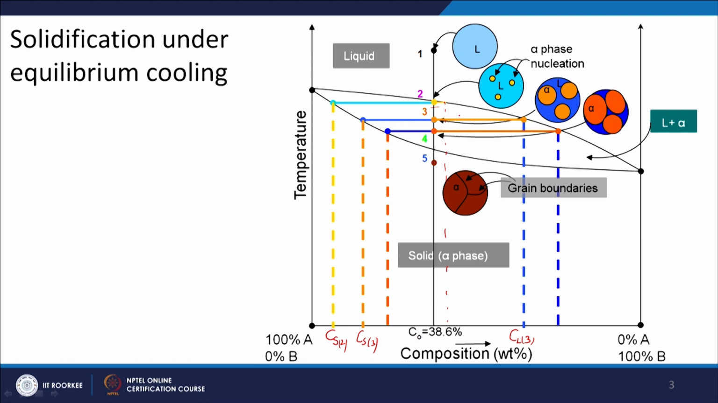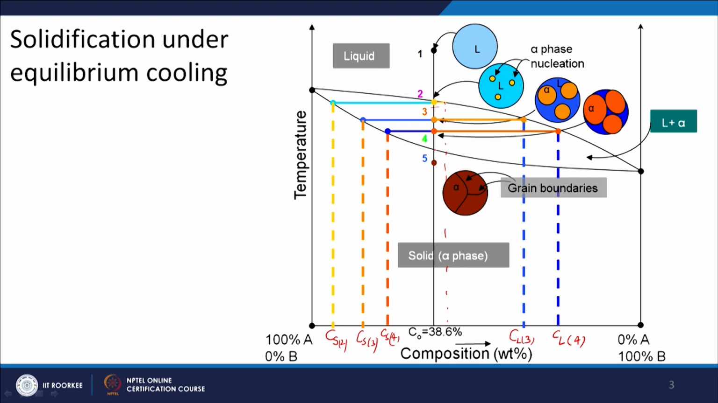and this arm length divided by the total will give me the fraction of liquid. So now liquid and solid are almost equal in weight fraction. Similarly, at point 4 we can find the composition of solid at point 4, and here the composition of liquid at point 4, and again we can find the fractions.